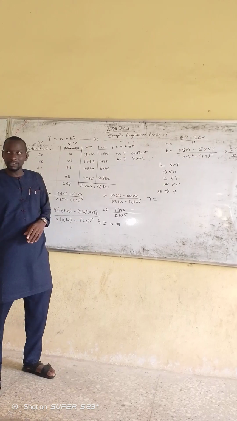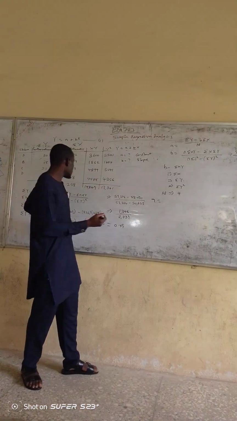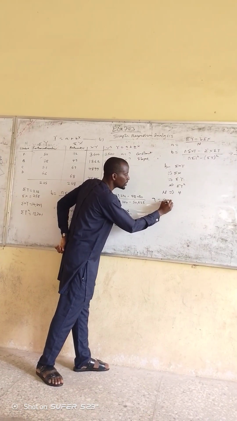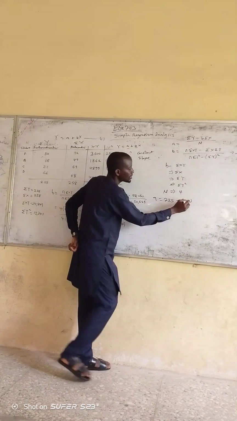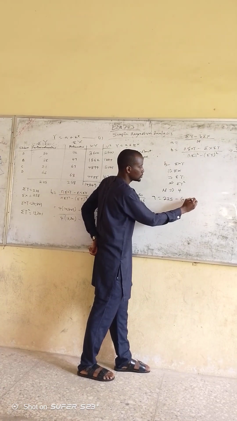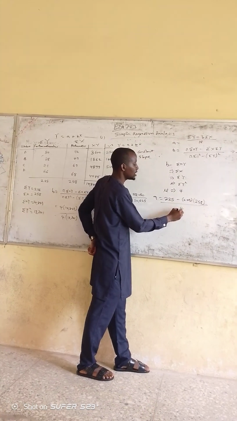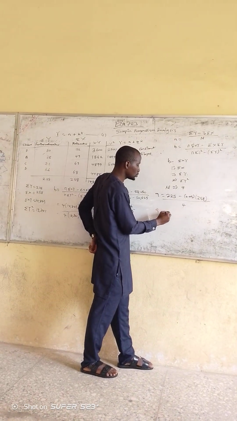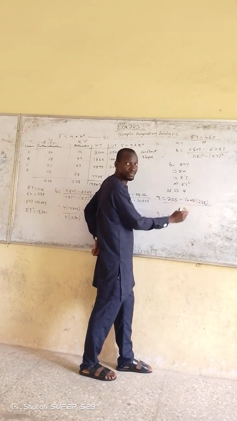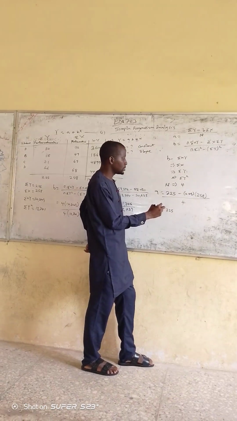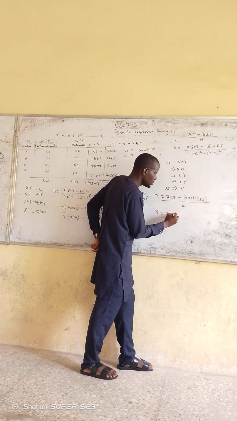So let us continue. Thank you for that wonderful question. So A will now be summation y, which is what? 225 minus 0.49. What's our summation x? 258, all over what's our n? 4. Our n is 4. So a equals 225 minus 0.49 times 258, which will give us what? 0.49 times 258 is 126.42.